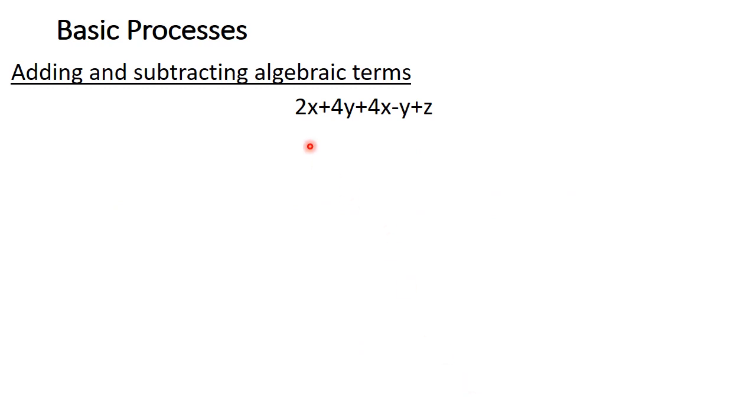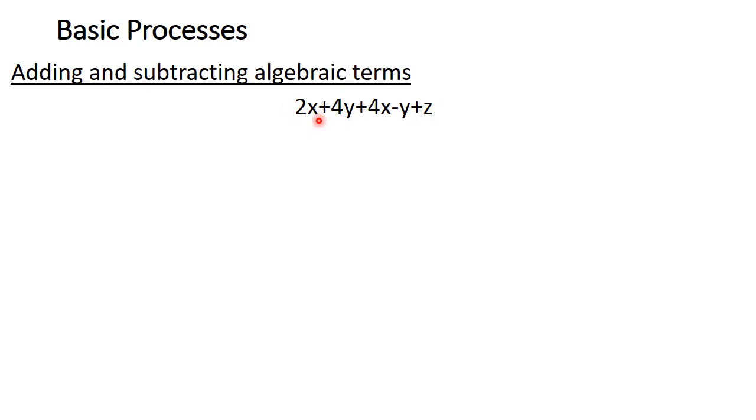Let's get a more complicated example. I've got 2x plus 4y plus 4x minus y plus z. How do we add this expression? By the way, if there is more than one term separated by plus and minus, we call it an algebraic expression. So this is an algebraic expression. This is a term, this is a term, this is a term, this is a term, this is a term, separated by pluses and minuses. So how do we handle this?